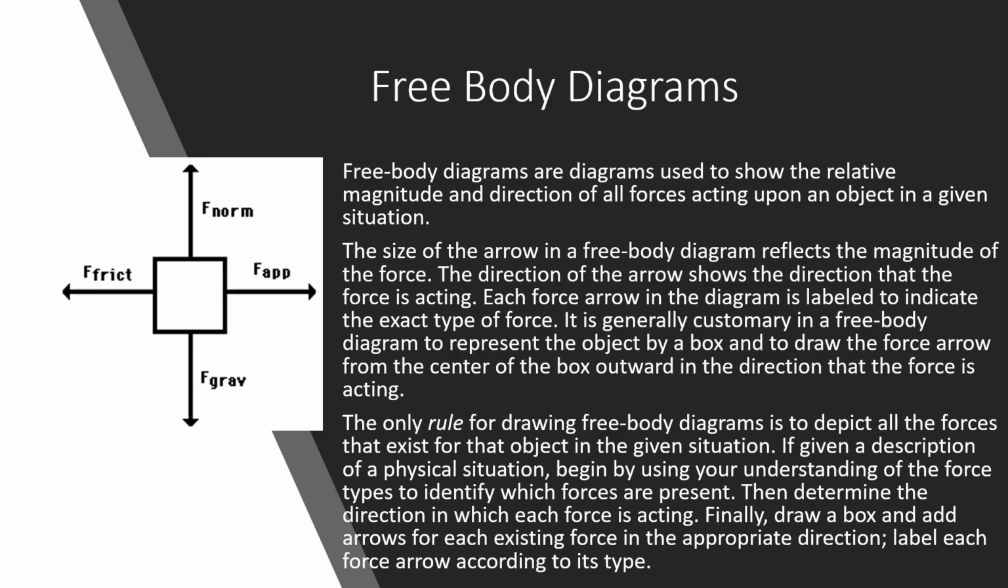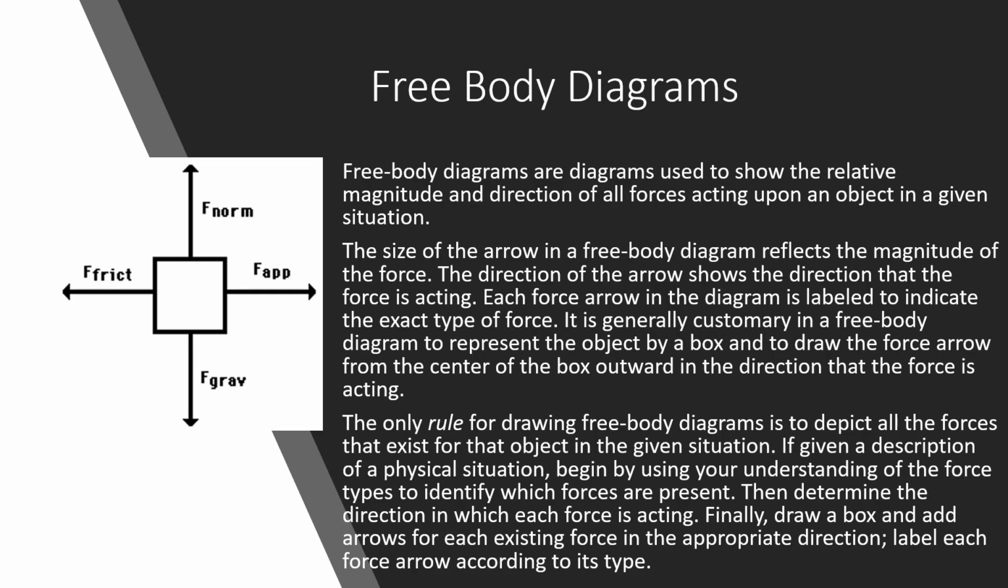So ultimately, when we're drawing a free body diagram, we represent whatever we're looking at as a box. It doesn't matter what it is we're looking at. It could be a car, it could be a person, it could be a kitty. All the things are going to be a box. Okay? And what you're going to do is draw a force as an arrow. The direction is going to show the direction that the force is acting. Each arrow is going to be labeled to say what type of force it was.